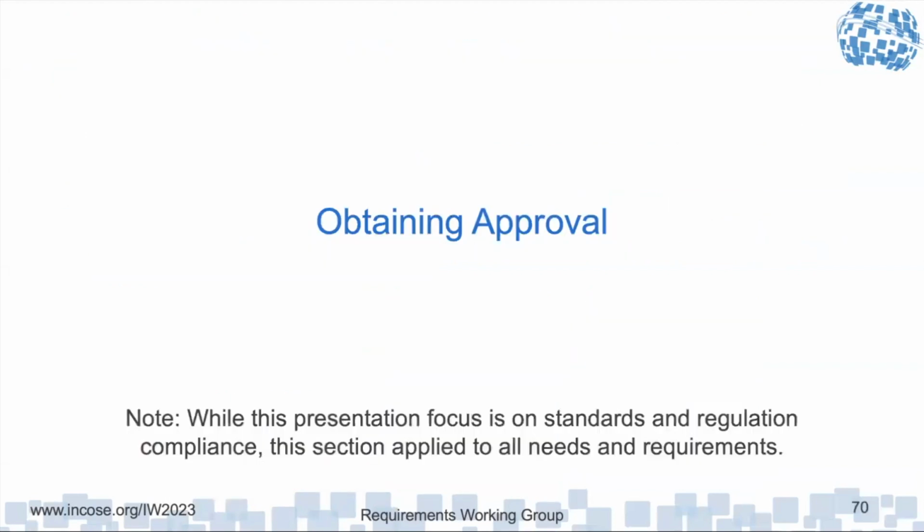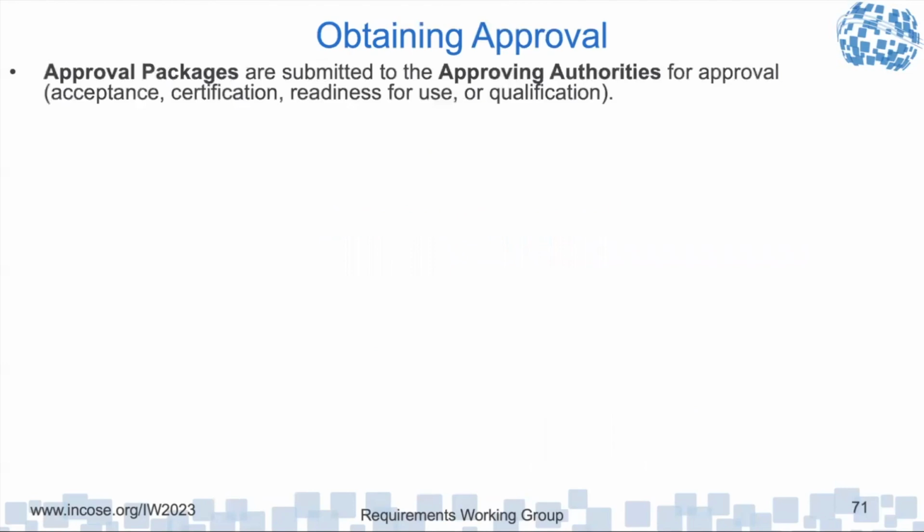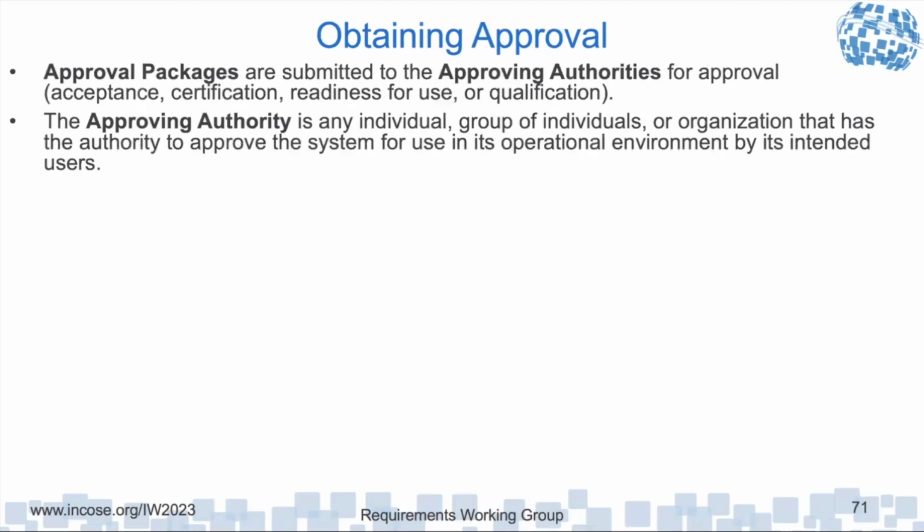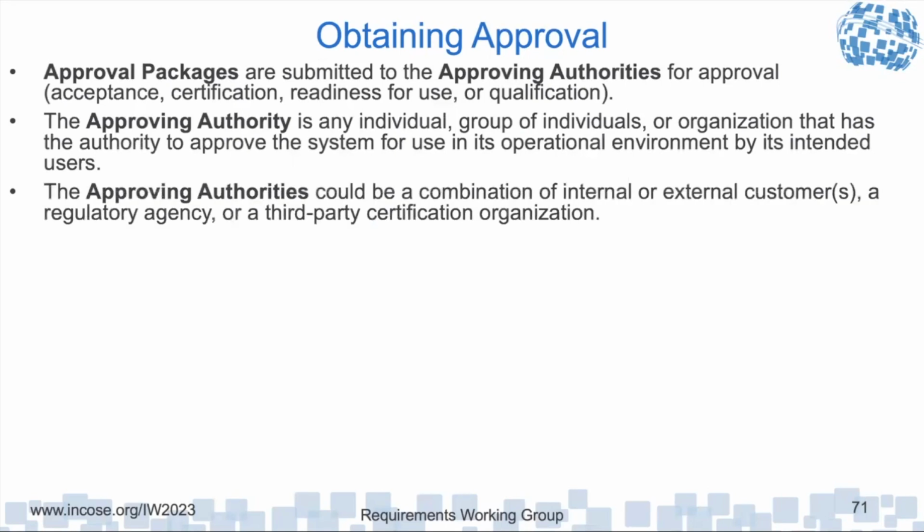So the last topic in here is obtaining approval. The approval packages are submitted to the approving authorities for approval. The approving authority is any individual, group of individuals, or organization that has the authority to approve the system for use in its operational environment by its intended users. The approving authorities could be any combination of internal or external customers, a regulatory agency, or a third-party certification organization.